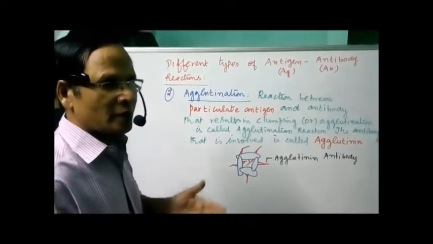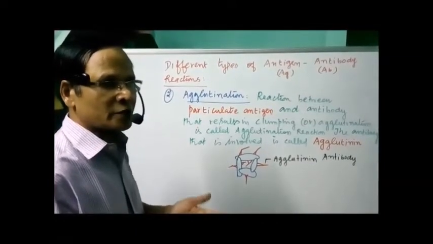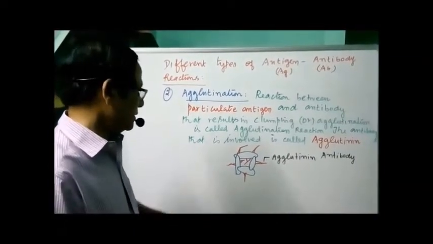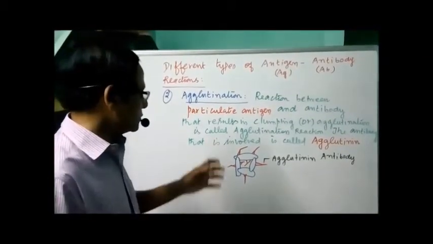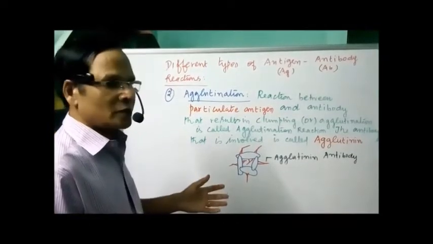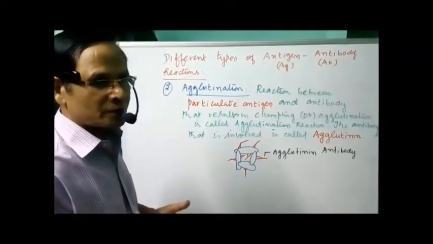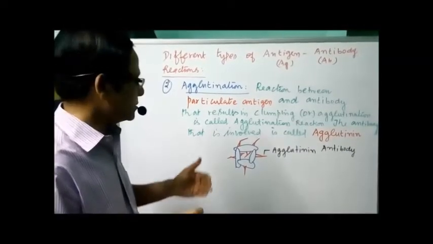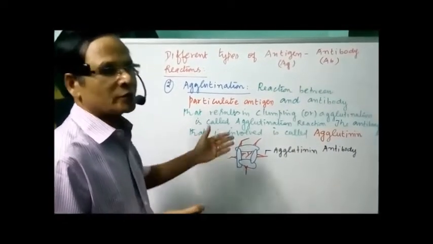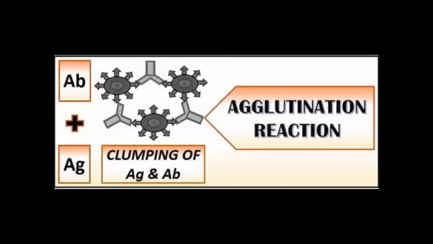Particulate antigen means either the cells, the RBCs, the bacteria, viruses, anything else. Here you see the bacteria clumped together, stuck together, so they cannot do their work. They cannot create any infection. So they are rendered harmless by the immune system.